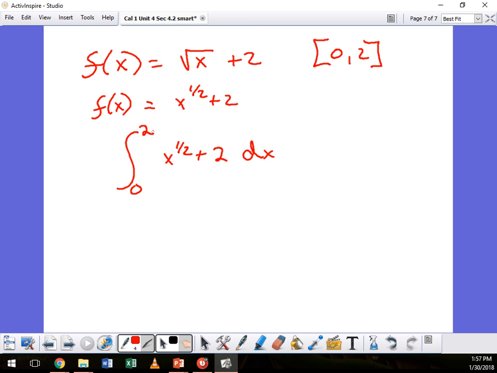Now, x to the 3/2, what do we do all this time? In integration, we add to your exponent, right? So that'd be x to the 3/2 divided by 3/2. Divide by 3/2, so it's going to be the reciprocal, 2/3. My bad, because we divide by the reciprocal. Plus 2x plus c. You'll see what's going to happen to the c here momentarily.